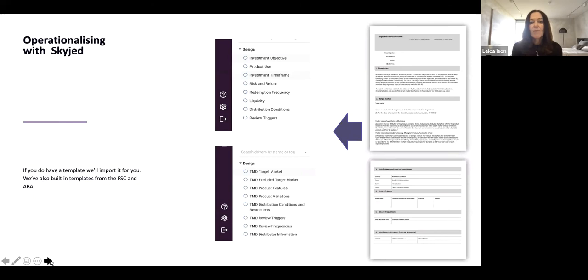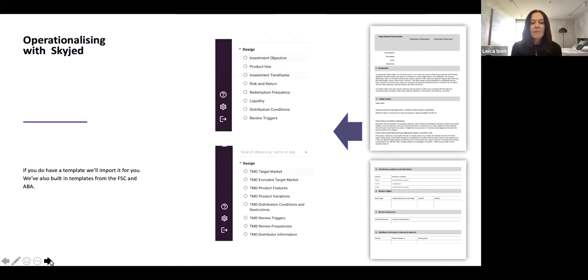That finishes the introduction. Now I'm going to step into looking at a detailed example of setting a target market determination and how you would operationalise that across your product team, but also work with your legal and compliance team on the monitoring and reporting of those target market determinations.